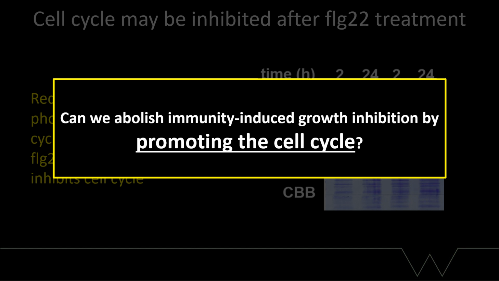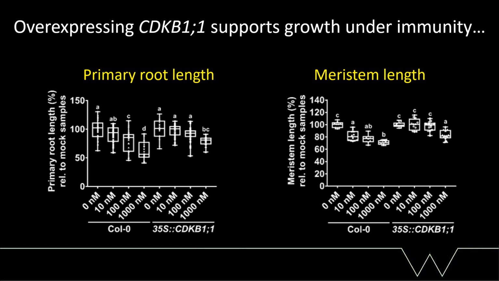So our next question was, if the cell cycle is key to this link between immunity and growth, could we uncouple immunity from growth by overstimulating or supporting the cell cycle? So what we have done is screened a number of cell cycle regulator mutants and overexpressors to look for an aberrant growth response to FLAG22. And we have found that overexpressing CDKB1;1 supports growth under immunity.